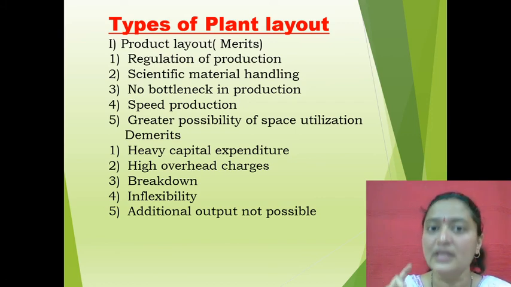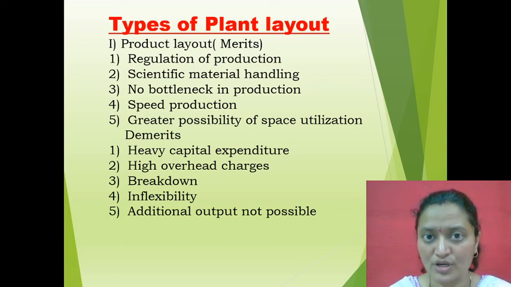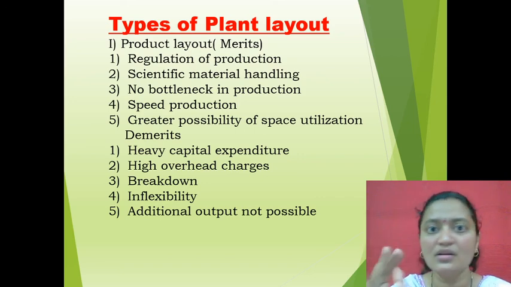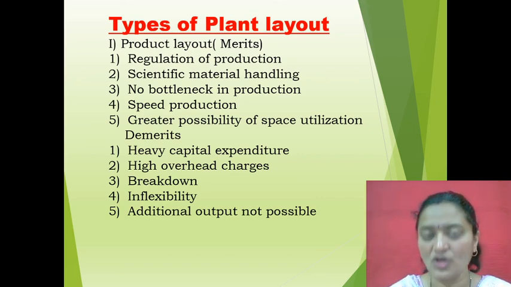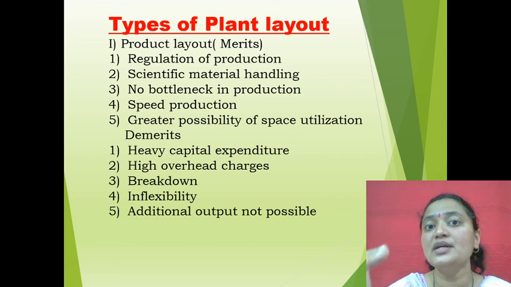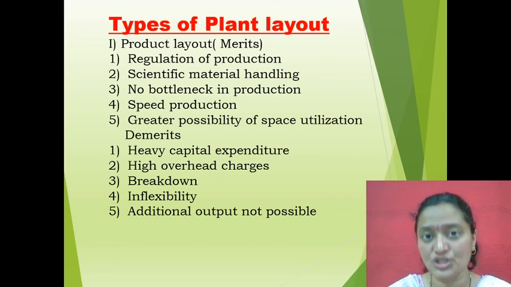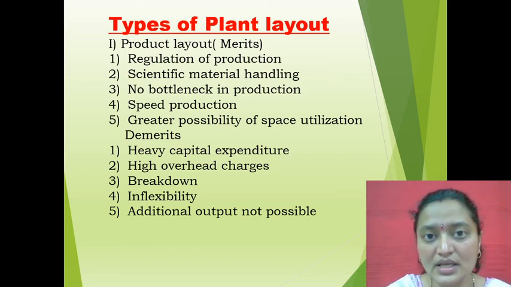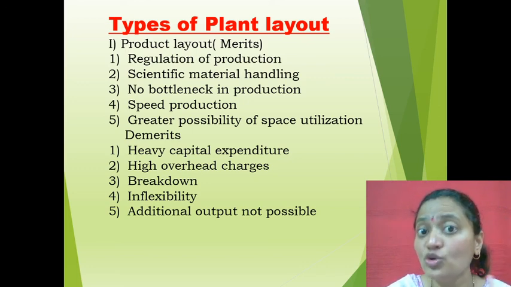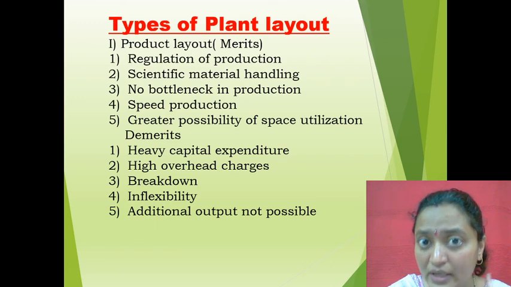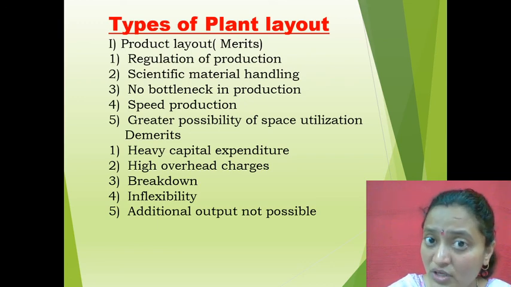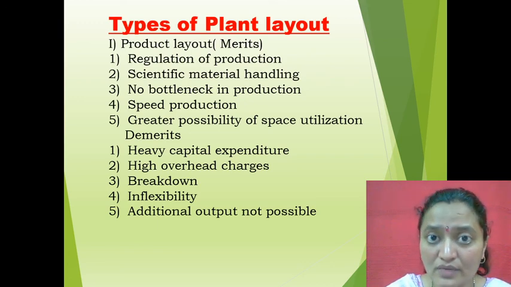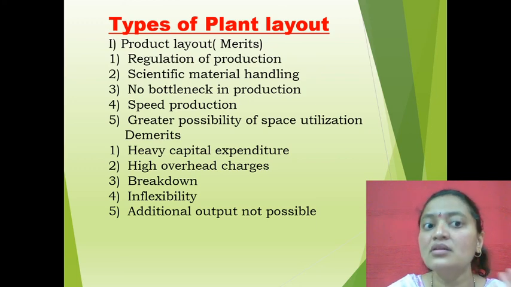Then we studied the merits and demerits. In merits, we studied regulation of production, meaning plant sequence. Sequence means arrangement in a proper manner. I have already told you that it should be done in a step by step procedure, process by process. That is the first stage, second stage and third stage. I had given you one example also. Is it clear? The first stage is there, and after that only will come the second and third stage.